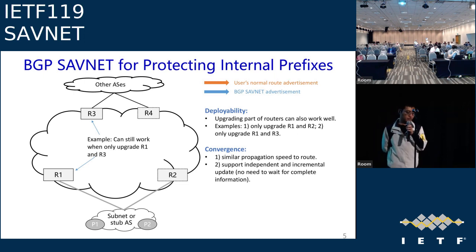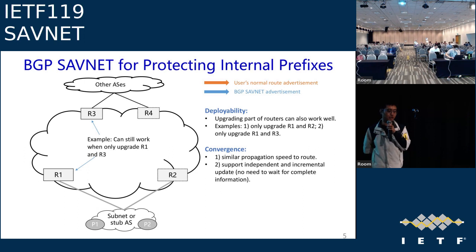And for the convergence considerations, the BGP messages have a propagation speed similar to the route propagation speed. And the convergence of each router doesn't depend on the convergence of other routers. Each router can converge independently upon receiving the advertised messages.